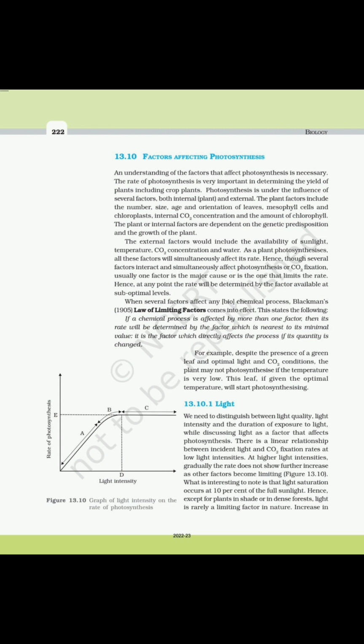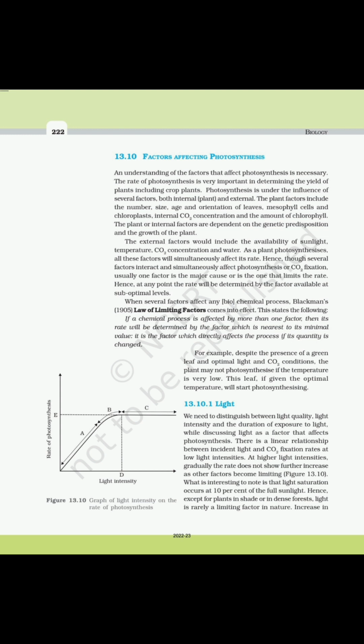This states the following. If a chemical process is affected by more than one factor, then its rate will be determined by the factor which is nearest to its minimal value. It is the factor which directly affects the process if its quantity is changed. For example, despite the presence of a green leaf in optimal light and CO2 conditions, the plant may not photosynthesize if the temperature is very low. This leaf, if given the optimal temperature, will start photosynthesizing.